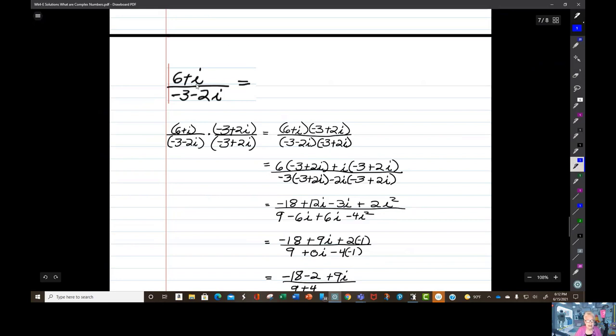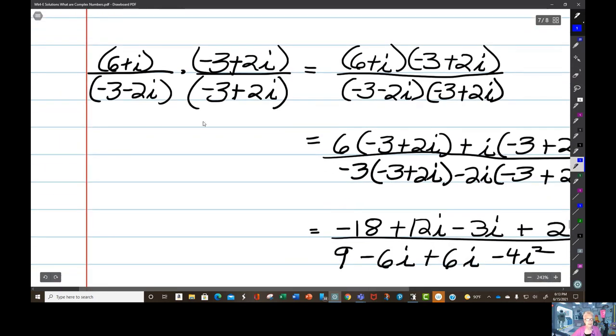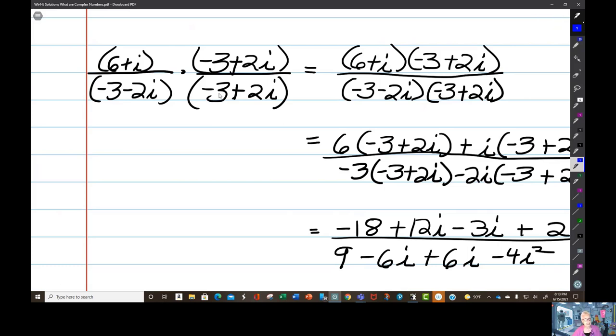We're going to have 6i over negative 3 minus 2i. Now this can be a little tricky. We'll have 6 plus i over negative 3 minus 2i. The first term is negative 3. That can be a little tricky. The second term is 2i.